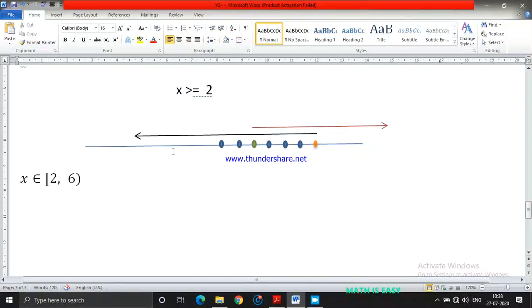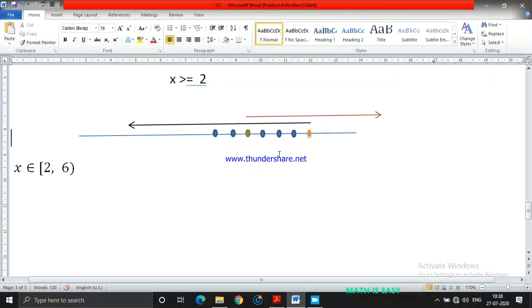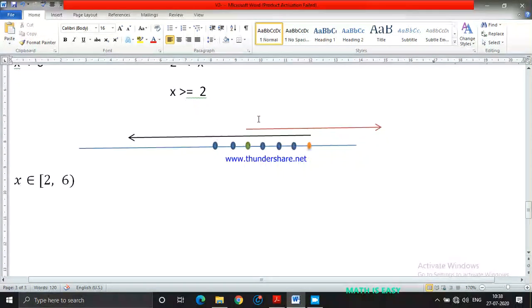This is another way to solve them. We are going to use this method multiple times in class 12th also and in some other chapters. Please understand this method. First, x is greater than 2 means I start from 2 and draw the line this way. Next one is x is less than 6. So excluding 6, you come towards the left side. Where you have the common portion, that will be the solution for the given set of inequalities.